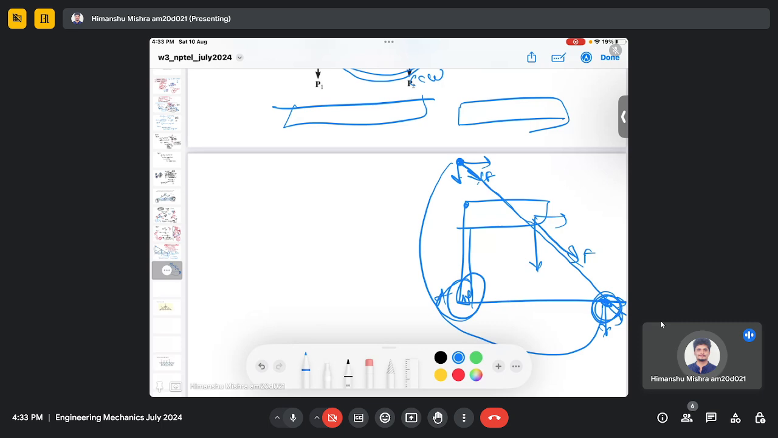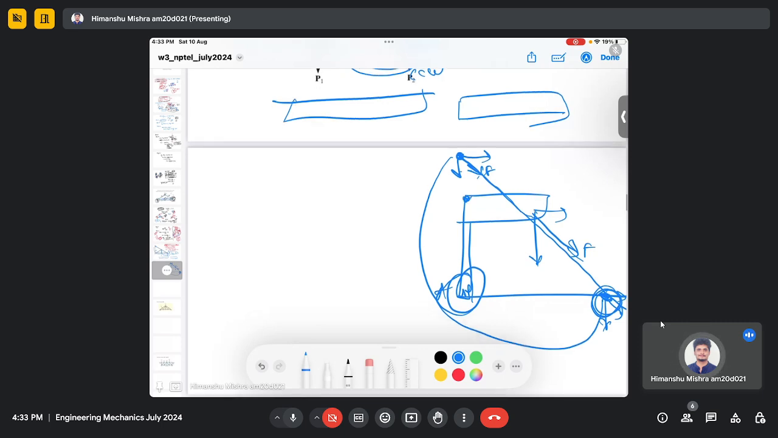Sometimes what happens is that you have multiple forces, and if you choose one point, you will have two unknowns. Then you cannot use only the moment equation to calculate the unknown forces. So it's up to you where to choose the point.